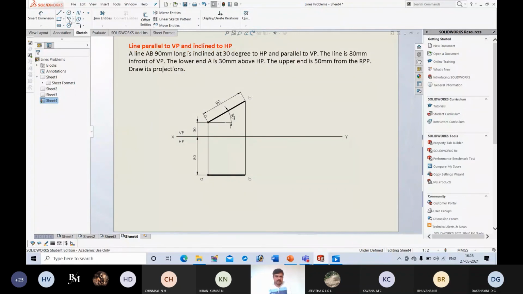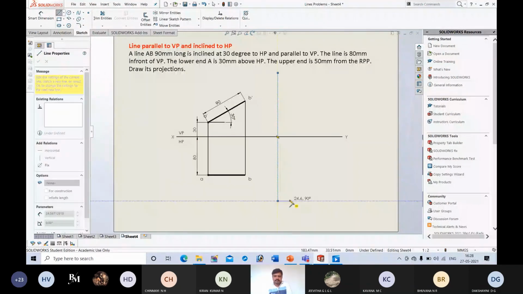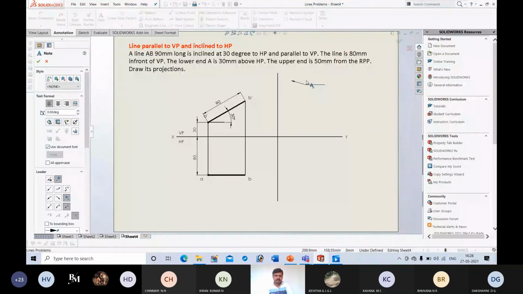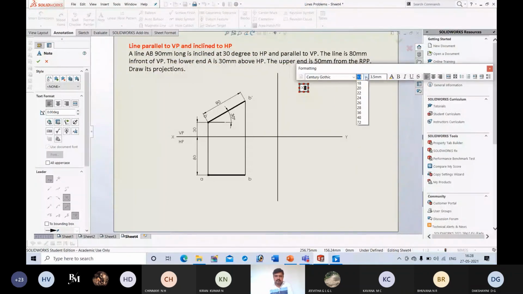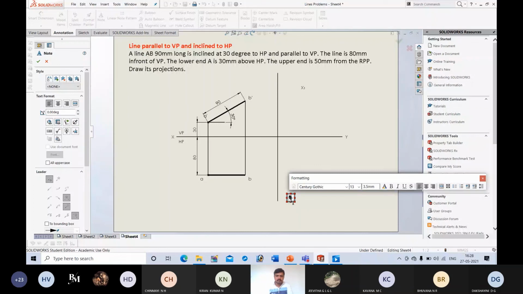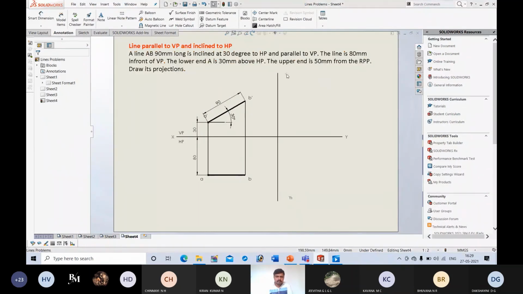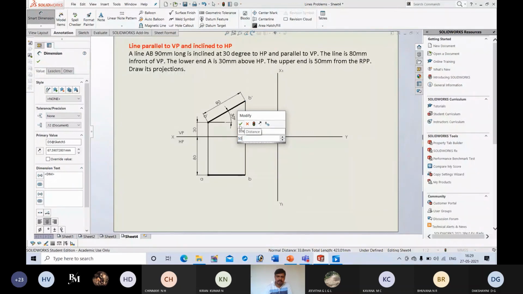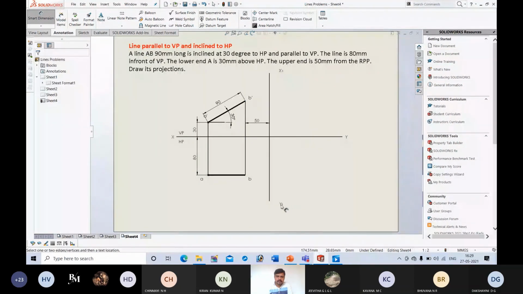Okay, next I should draw profile view. So I will draw a vertical line and I will name it as X1, Y1. Okay, this should be at a distance of 50. Okay, so this should be 50. You should write X1, Y1 here.